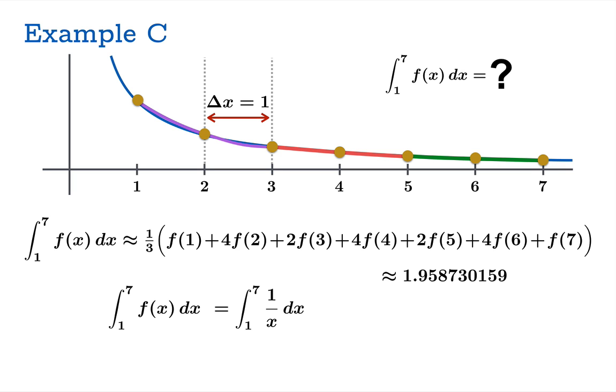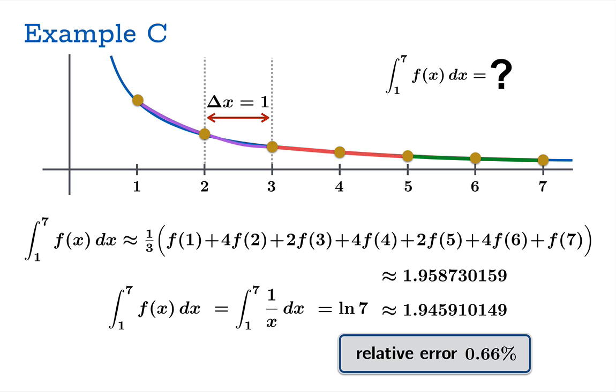But the actual integral, just to compare, is going to be ln of 7, or about 1.9459. Now, this is a relative error of less than 1%. So it's a pretty good fit. And you can see in the picture why you might expect that, because just using 6 subdivisions and therefore 3 quadratic pieces, we're able to fit the graph of 1 over x quite nicely on each of those subintervals. And so we would expect there to be a pretty decent fit.